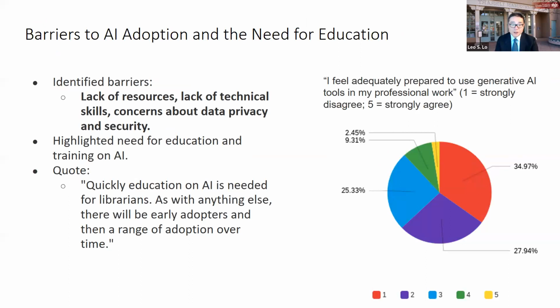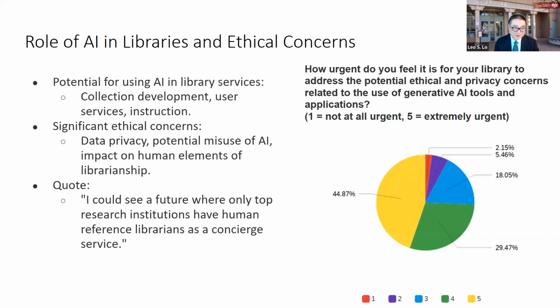If you look at the pie chart on the right, the red and the purple show the percentage of people who didn't feel adequately prepared to use AI in their work. And many felt that there's definitely a need for training at this point. So I'm going fast with these because I want to focus on prompt engineering.